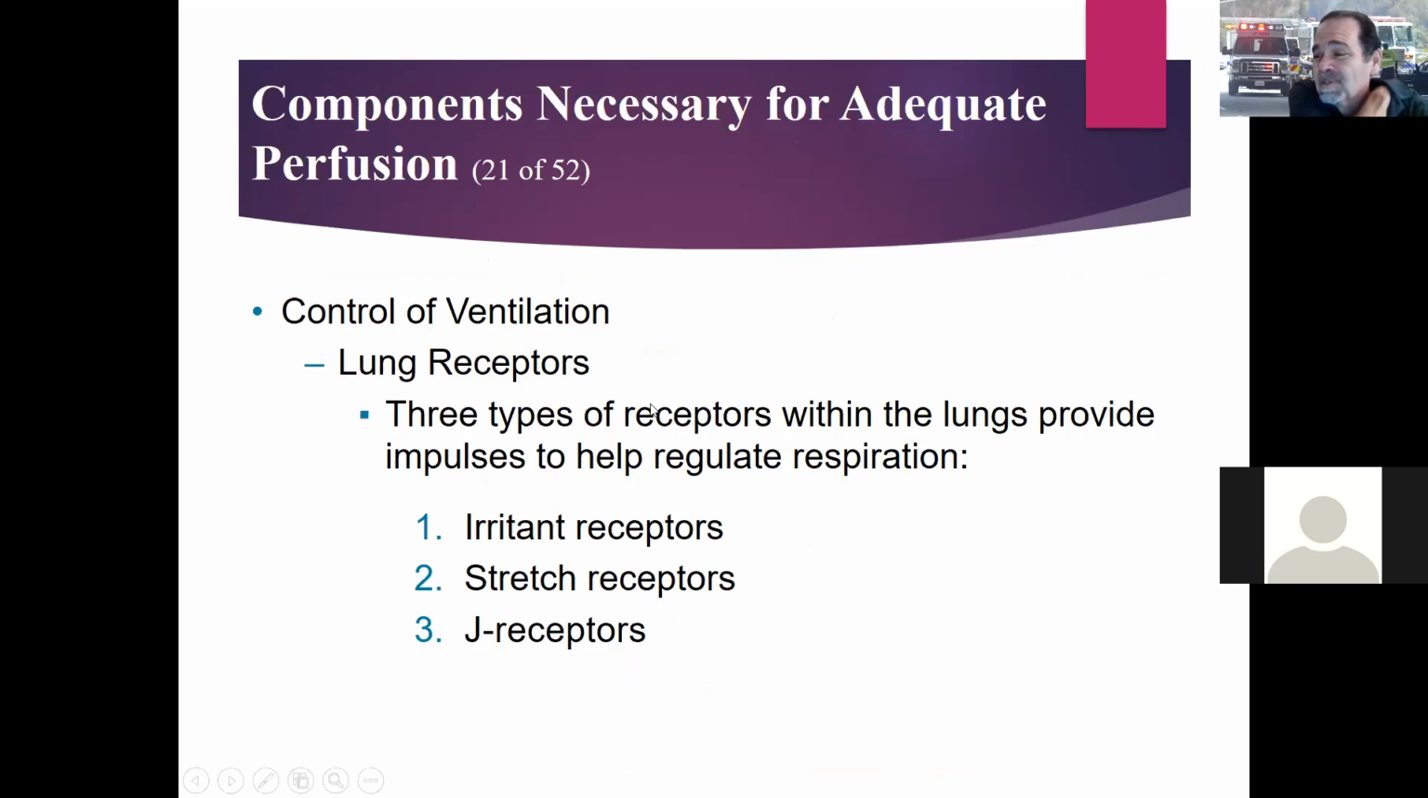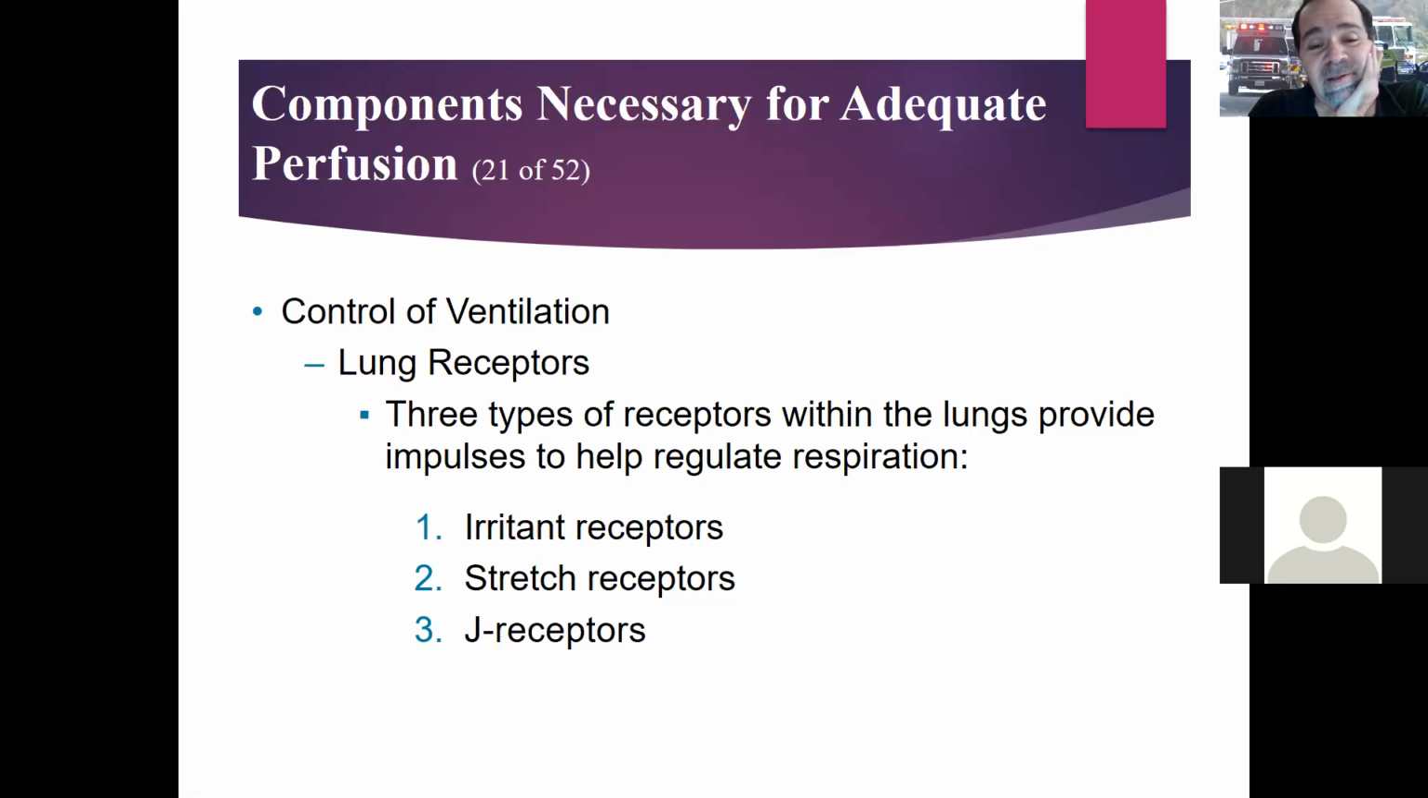Now the lungs themselves have lung receptors, and there's three types: irritant receptors, stretch receptors, and J receptors. I think I mentioned yesterday the J receptor, how I had a patient whose lungs were filling up with fluid, and it got to the point where the J receptor got triggered and he just started hyperventilating. I told you that the PA I was with was trying to tell him to calm down, and there's no way you can calm this person down unless you remove the fluid that is building up within his lungs.